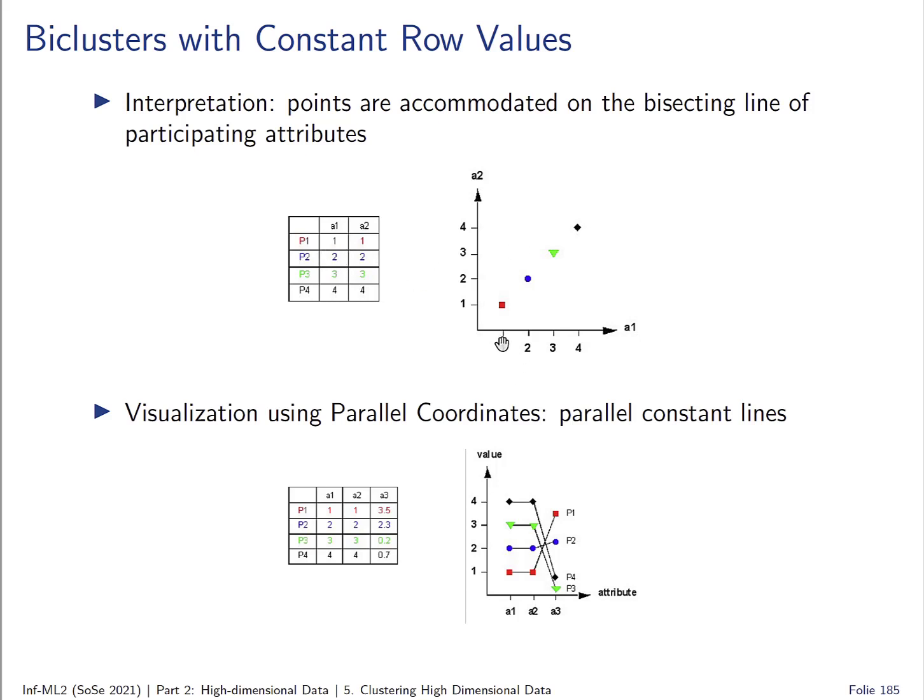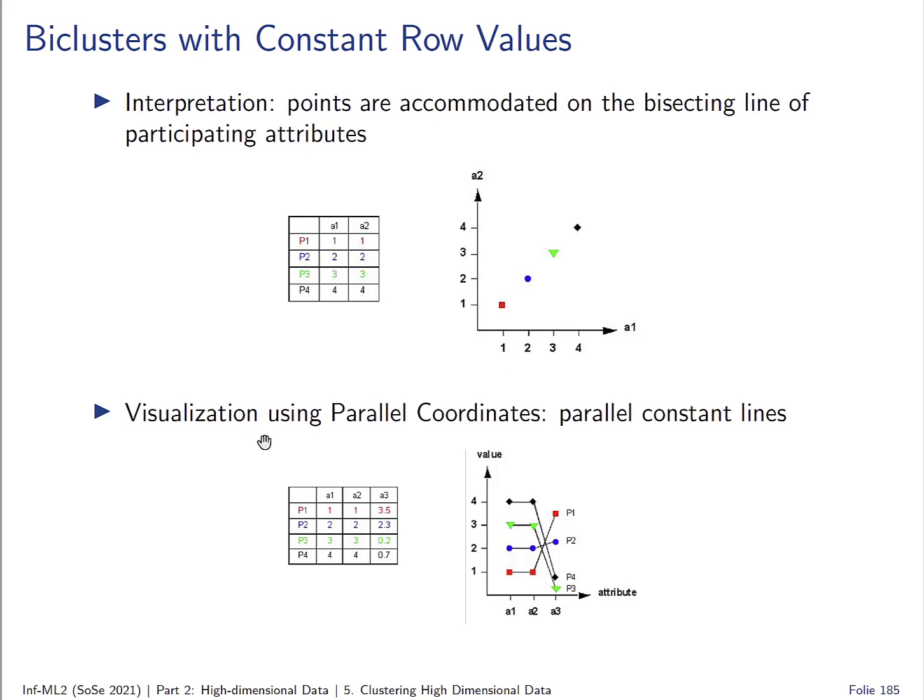Well, if A1 is 1, then A2 has to be 1, too. If A1 is 2, then A2 has to be 2, too. That's the model of the cluster, obviously. And that is a kind of model for some subspace clustering, obviously.